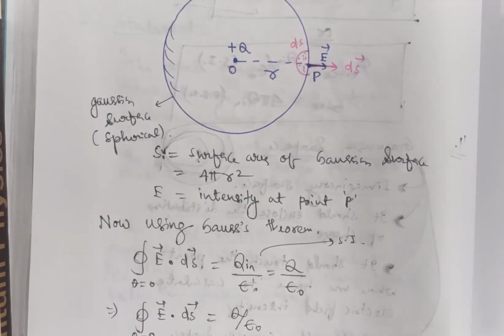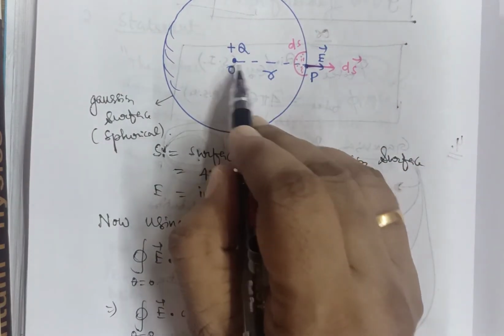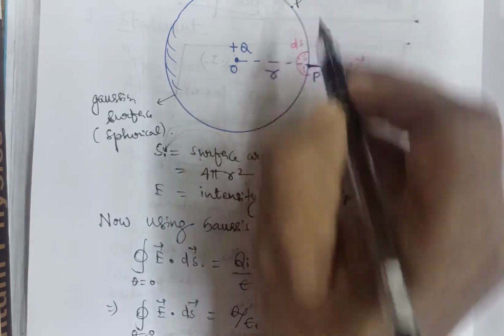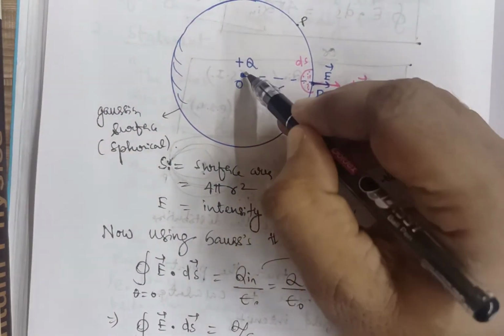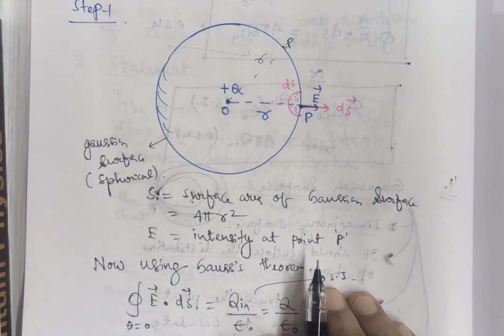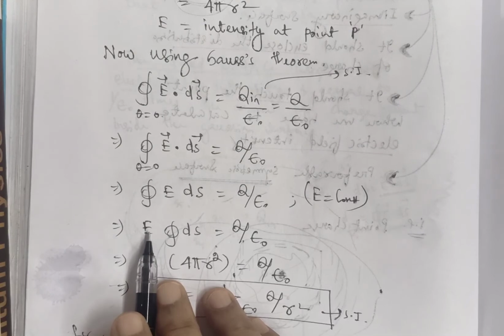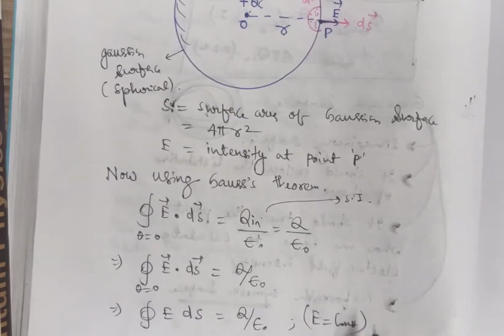And you see, if this is the point P, distance R, intensity is E, magnitude. If I take this point, this is also distance R. So definitely the intensity magnitude will be the same. That's why in integration we can take E outside. So it is convenient as we are using a spherical surface.